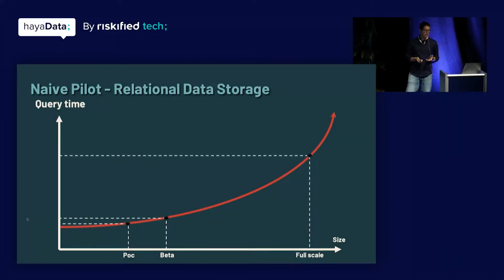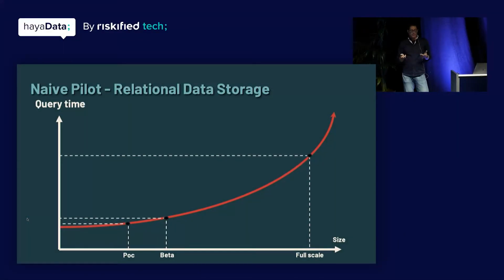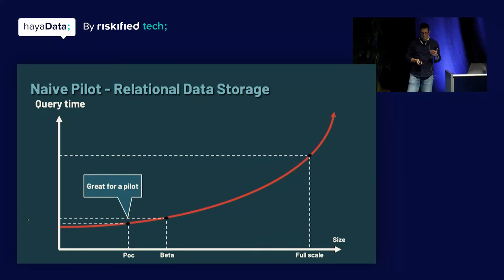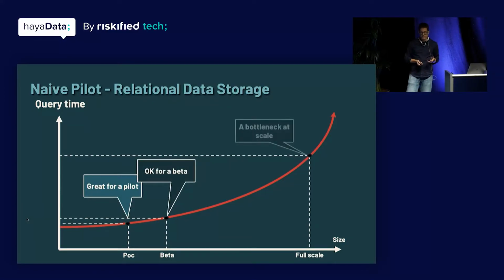So we started out with our naive pilot with a relational database. We knew it's not going to scale well, but this was great for experimenting, running a pilot, quickly making changes. So this was awesome. We had a nice run with it. It was great for a pilot, was okay for a beta, but started becoming a bottleneck at scale.